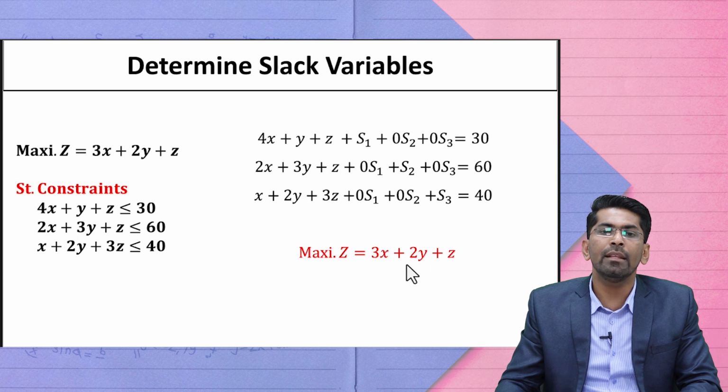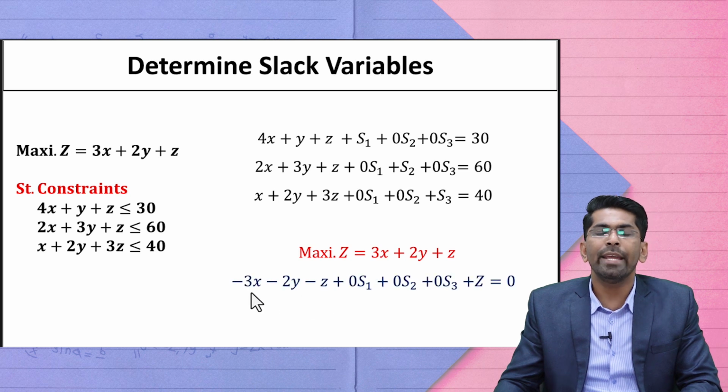Now we are considering our objective function, that is Z is equal to 3x plus 2y plus z, and we are taking the 3x plus 2y plus z to the left side of the equation. So it will become minus 3x minus 2y minus z plus 0 S1 plus 0 S2 plus 0 S3 plus Z, which is equal to 0.